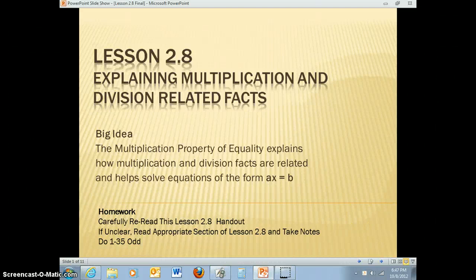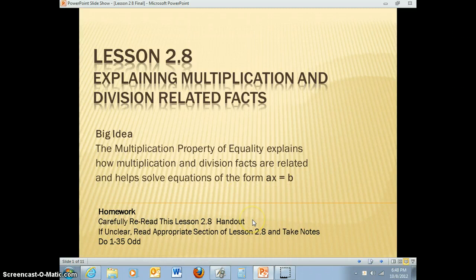Okay, lesson 2.8 is explaining multiplication and division related facts. The big idea is that there's this property called the multiplication property of equality, and it explains how multiplication and division facts are related to one another and helps us solve problems that we can get into this form. Now you might need to do some other properties to get it into this form, and there are some other things explained in here other than this property that'll help you get it to here.